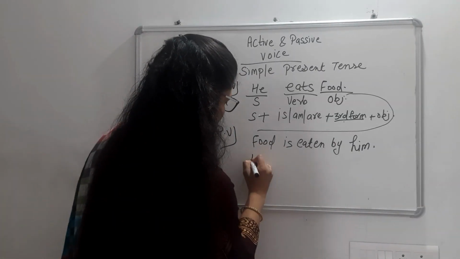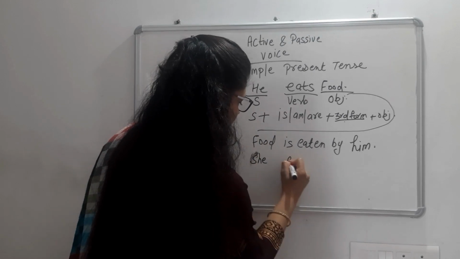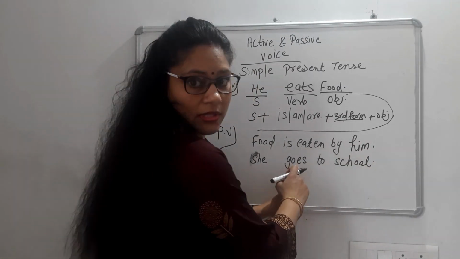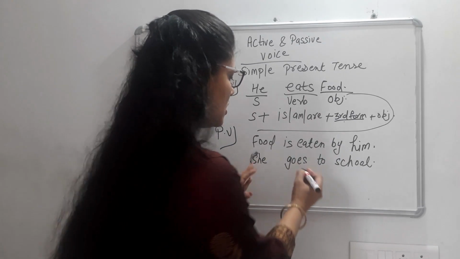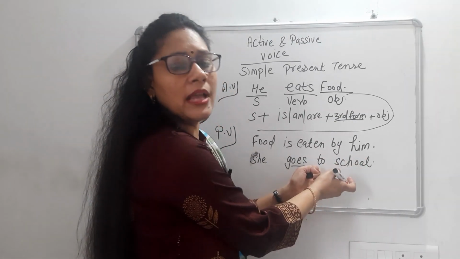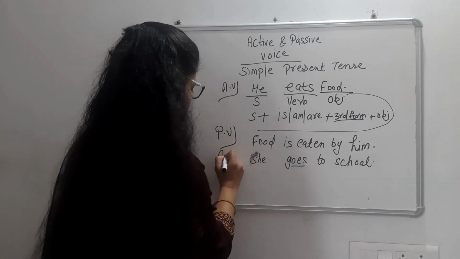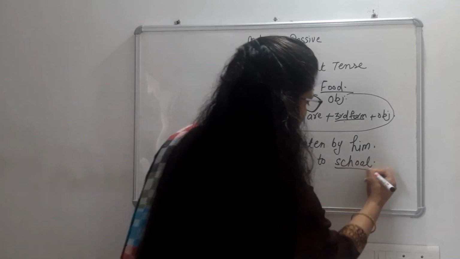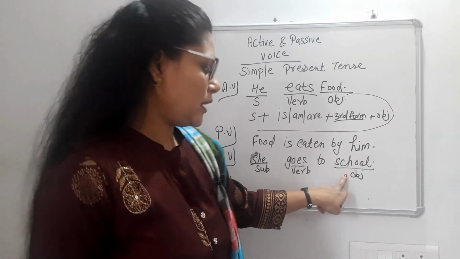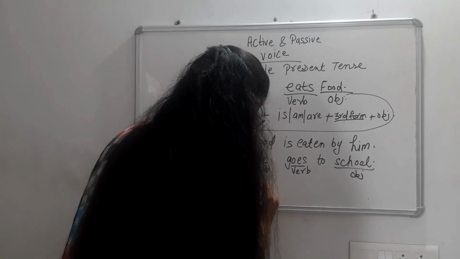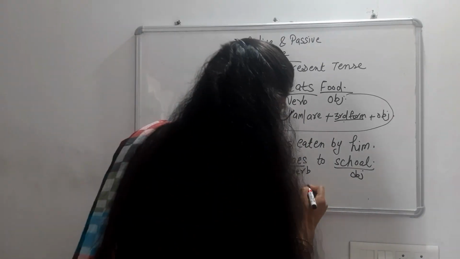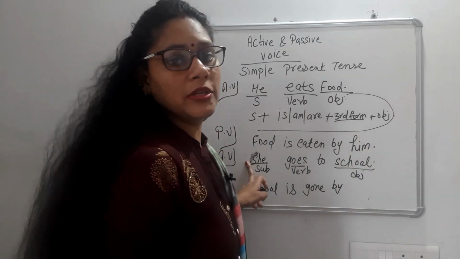Next example, she goes to school. Again the first form is given, that means it's simple present tense. Now this sentence we have to change into passive voice. She is the subject, goes is the verb, school is the object. Now this object will be the subject here, so school, and with a singular thing we use is. School is, then the third form of go: go, went, gone. So school is gone by, and she will be changed into her.